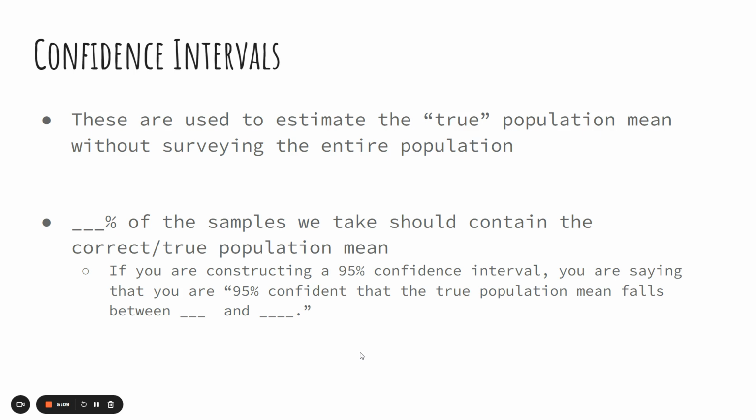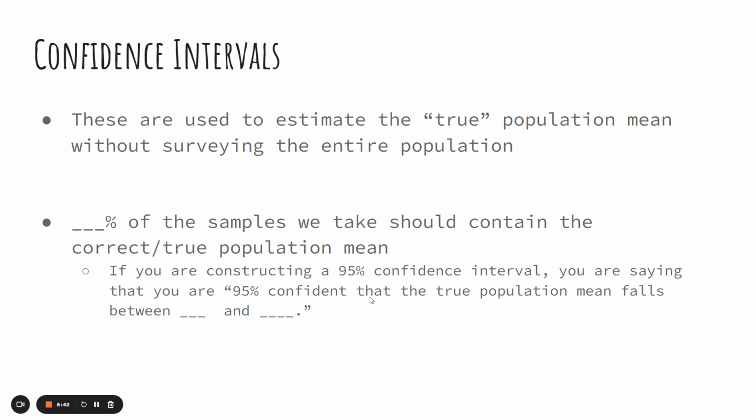So 95% of the samples we take should contain the true population mean. This percentage can technically change, but 95 is the common one. If we take the sample mean and make a confidence interval, and we do that 100 times, 95 of those samples would contain the actual mean. So if you were constructing a 95% confidence interval, you are saying that you are 95% confident that the true population mean falls between blank and blank.